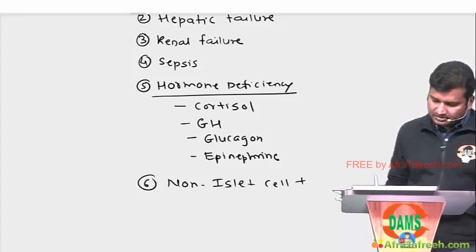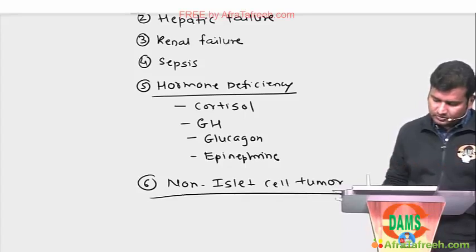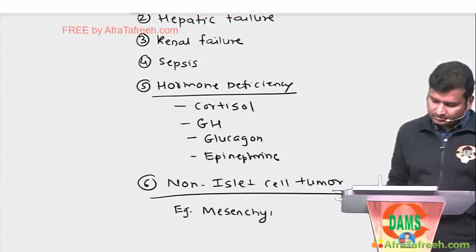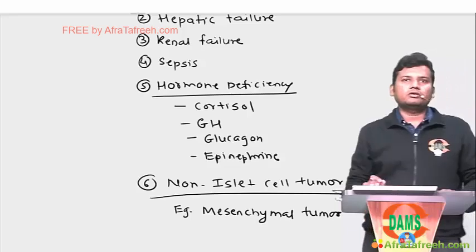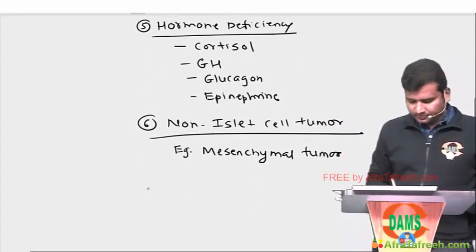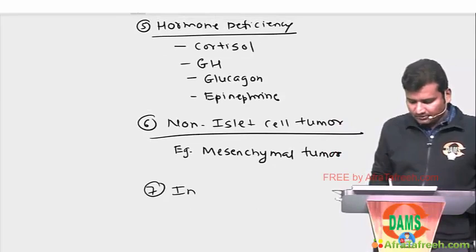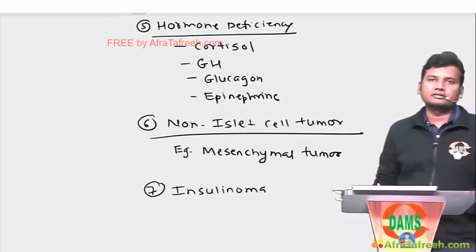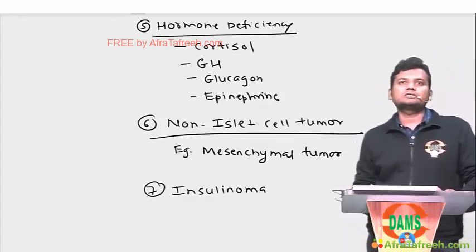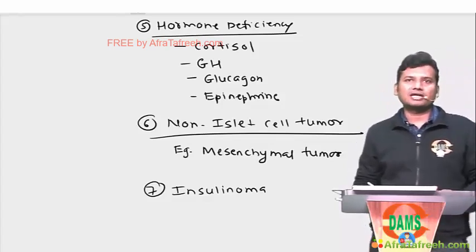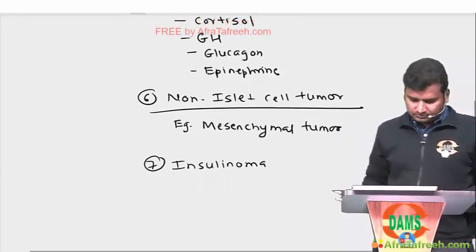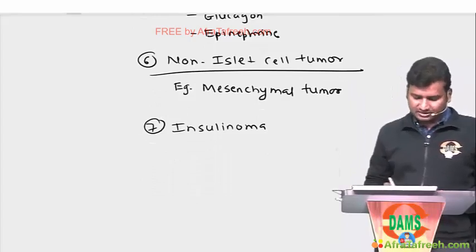Non-islet cell tumor, for example, mesenchymal tumor. Then tumor of beta cells, also called insulinoma. This tumor secretes insulin. So abnormal excessive secretion of insulin causes hypoglycemia. So these are some causes of hypoglycemia.